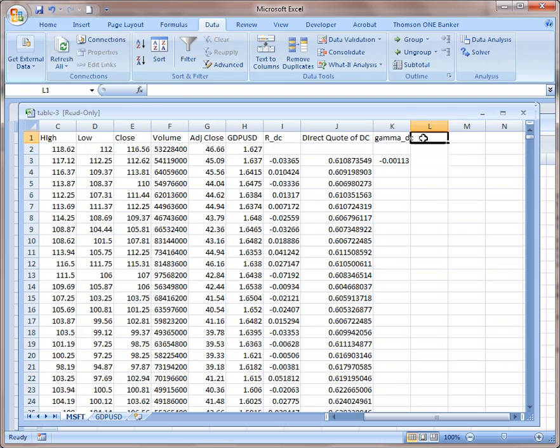So once we have the gamma DC, then we can calculate the currency exposure, which is equal to 1 plus this number. So that is the currency exposure.